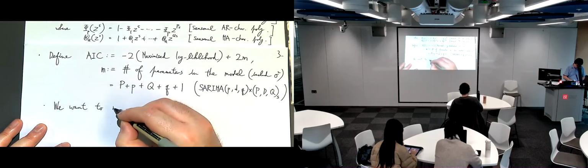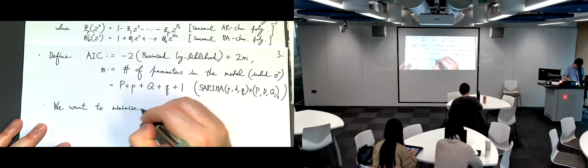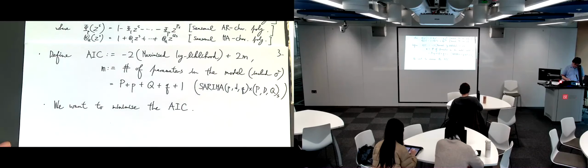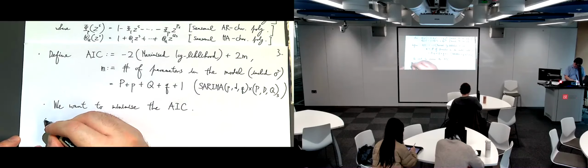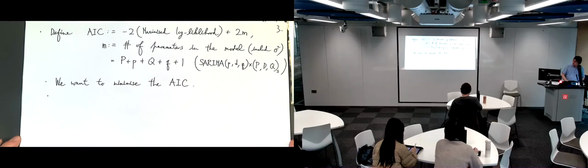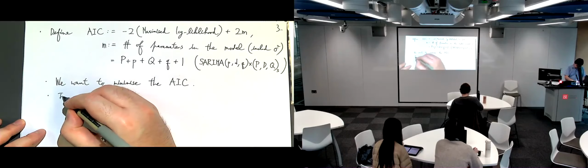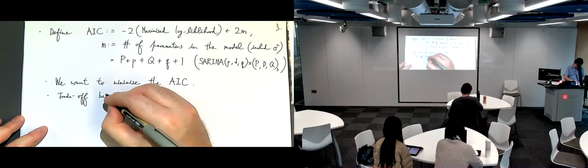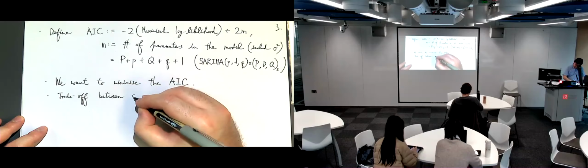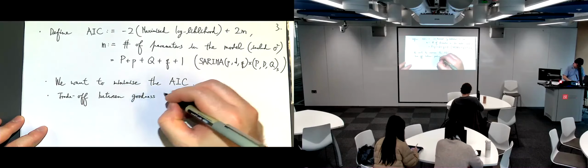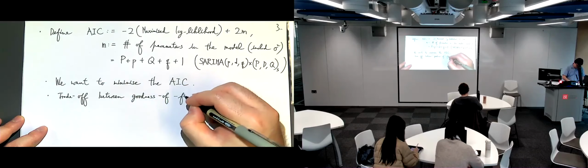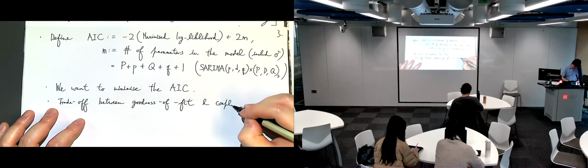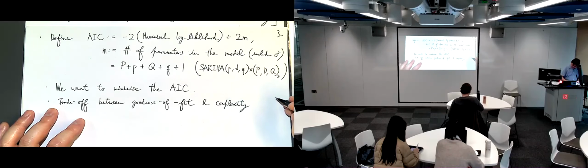So we want to minimize the AIC. And this comes back to the trade-off between goodness of fit and complexity. So complexity of the model itself.